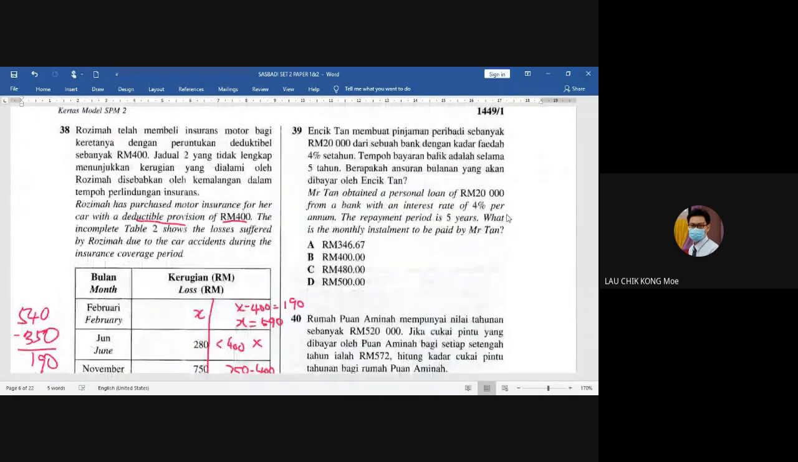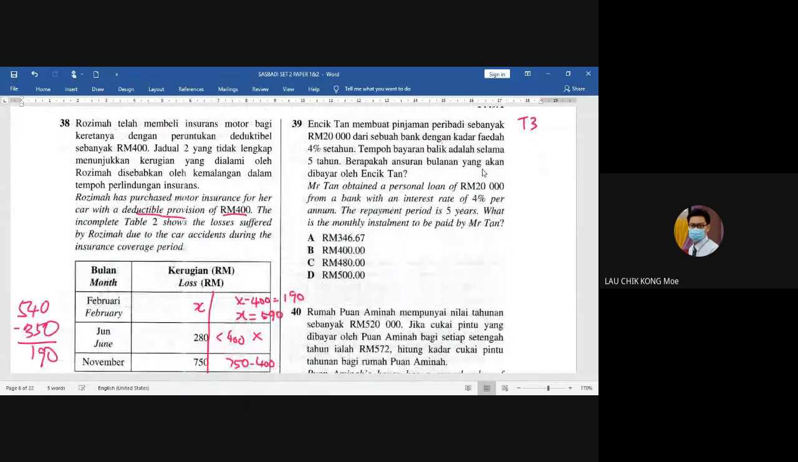Okay, 39. This is from 3 topics. Consumer mathematics about the management. From 3 you have learned it. So looking back, the formula we need to use. Mr. Tan obtained a personal loan to 20,000 from the bank with an interest rate of 4. Repayment period is 5 years. What is the monthly installment to be paid by Mr. Tan? Maybe you can use additional math formula that is a progression, right? Geometry progression if you want to use it. Okay, if you didn't, we use this formula.